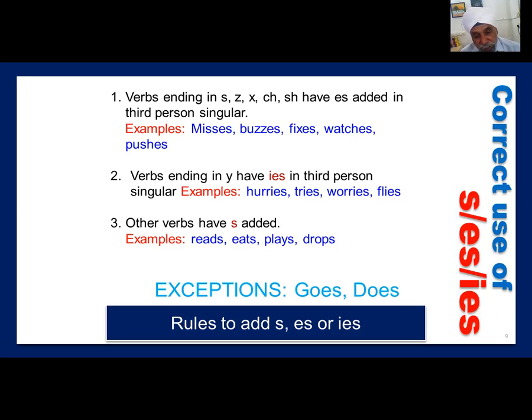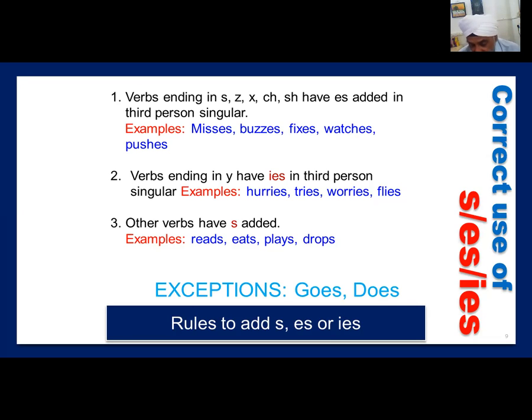Examples: the verb is miss. The last alphabet is S. We have added ES. Buzz. The last alphabet is Z. We have added ES. Fix. Last alphabet is X. We have added ES. Watch. Last alphabet is CH. We have added ES. Push. Last alphabet is SH. We have added ES.